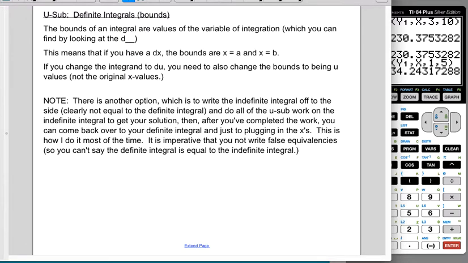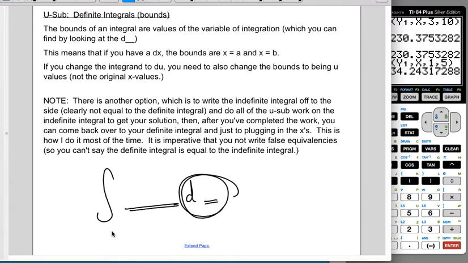All right. So u-sub with bounds. The bounds of an integral are the values of the variable of integration, which you can spot by looking at the d blank, right? When you see an integral, you have an integral symbol, blank, and d something. That is the variable with which you're integrating. If you're integrating from a to b, then these bounds represent x values if this is an x. And if this were a t, then these would be t values. So if you change the integrand to have a du, then you also have to change the bounds to match.